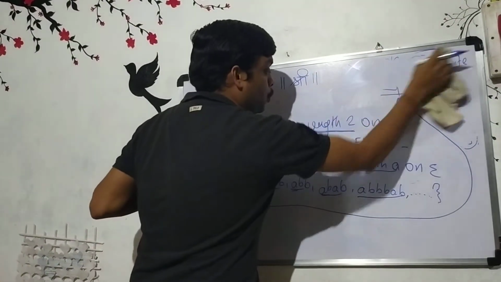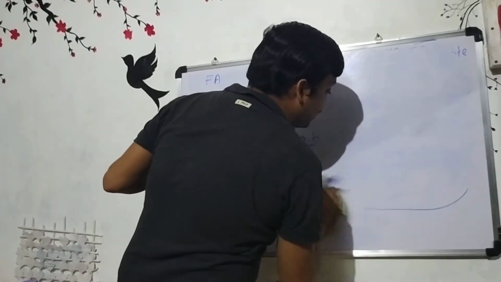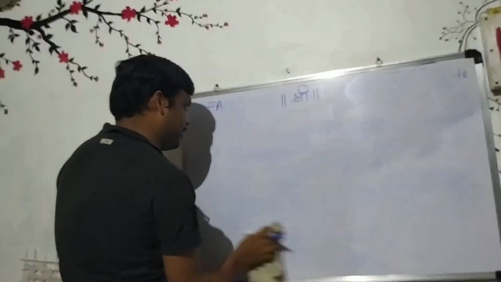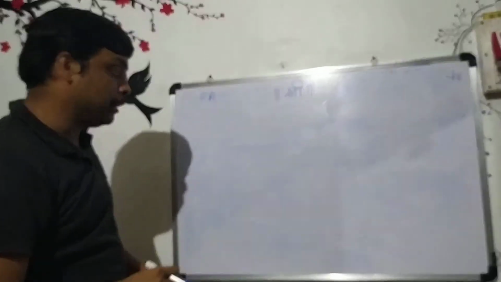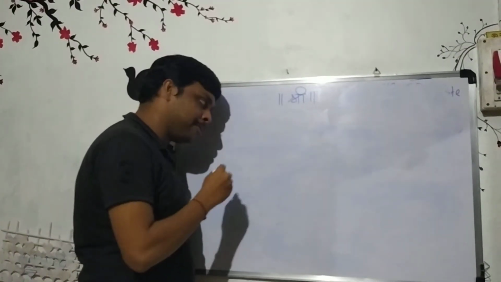Now I just want to discuss, rather draw, one short diagram which will explain the use of finite automata. That is actually our main point of discussion, the objective of finite automata. Now what is the objective of finite automata?